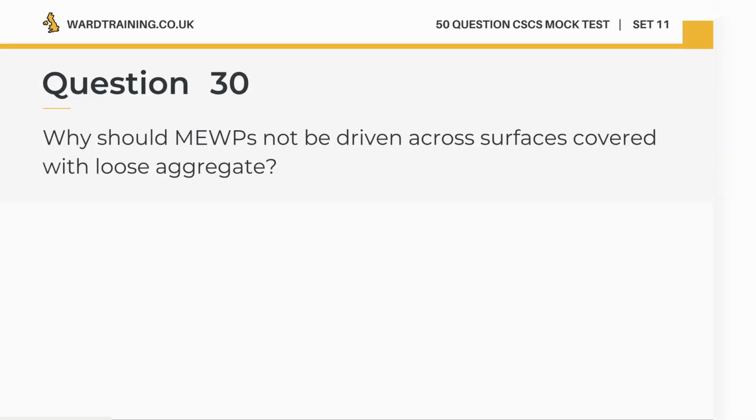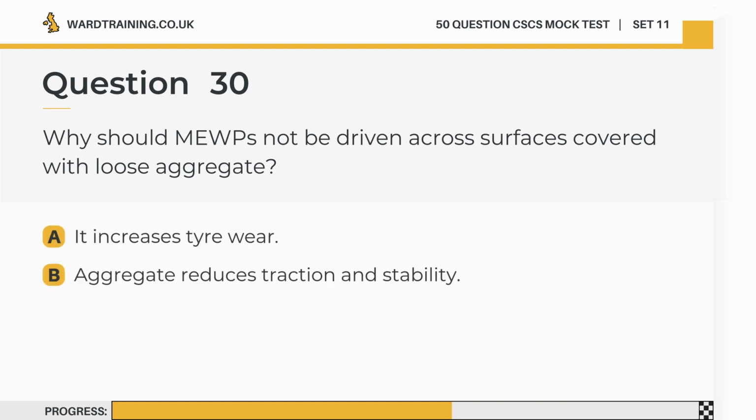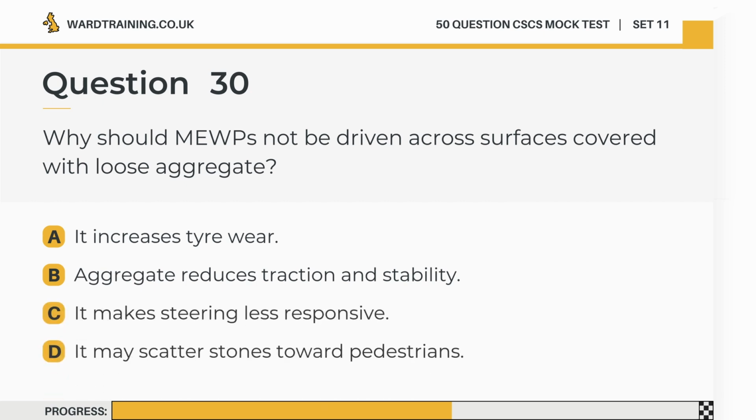Question 30. Why should MEWPs not be driven across surfaces covered with loose aggregate? A. It increases tire wear. B. Aggregate reduces traction and stability. C. It makes steering less responsive. D. It may scatter stones toward pedestrians.